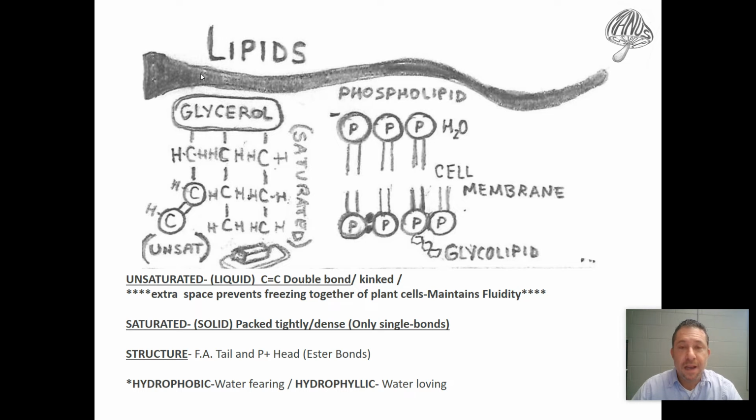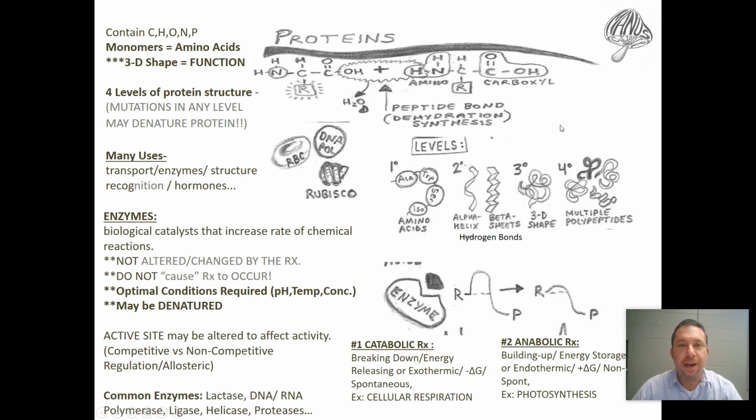Phospholipids are the main lipids that we refer to in biology. That's going to make up the cell membrane of all organisms. You'll see that the structure of them is going to be this fatty acid tail, and it's going to have a phosphate group in the head area, and that's going to create this hydrophobic and hydrophilic area of the cell membrane and allow for transport in and out.